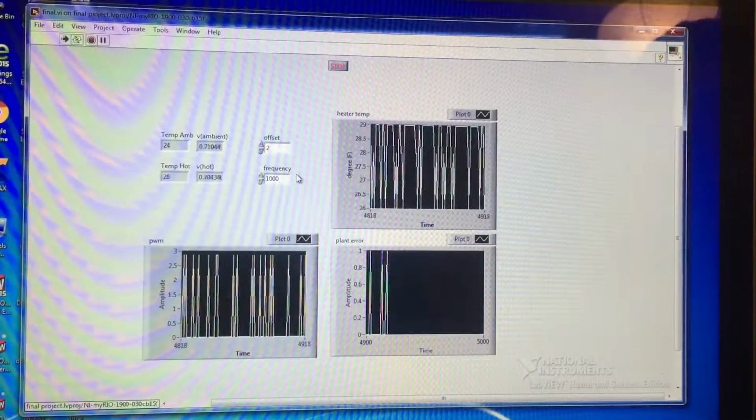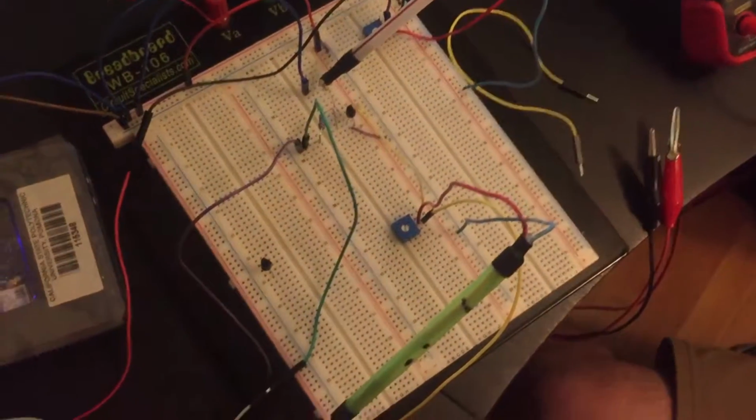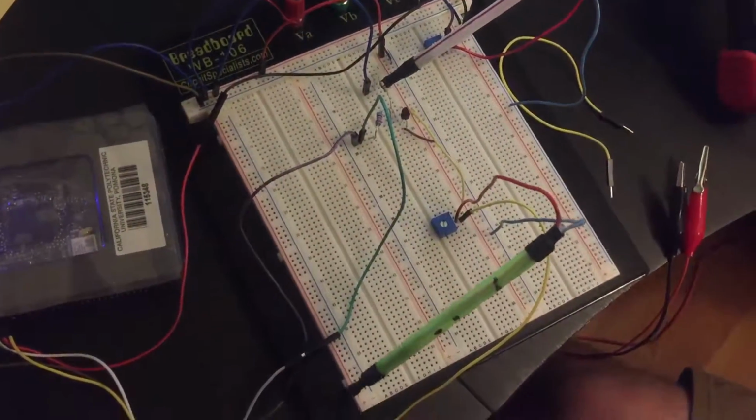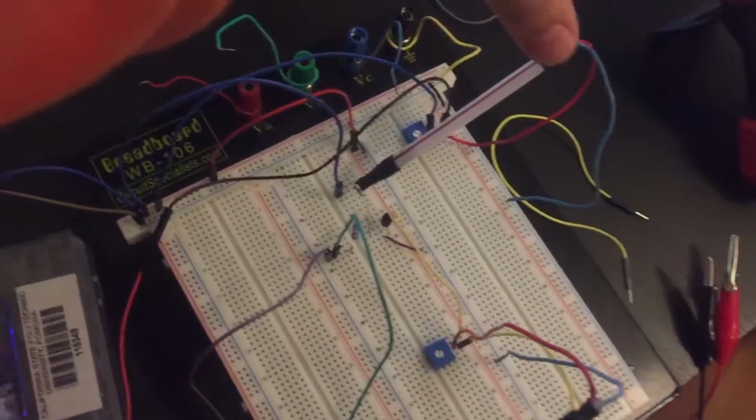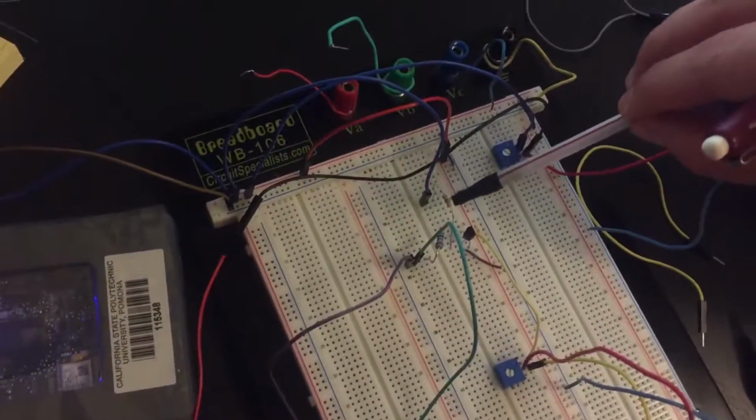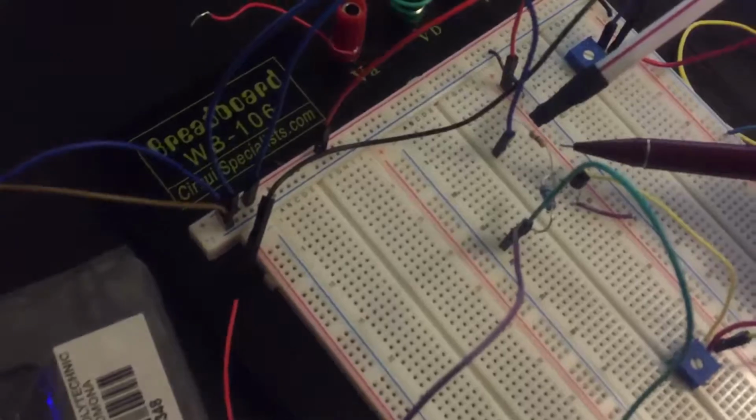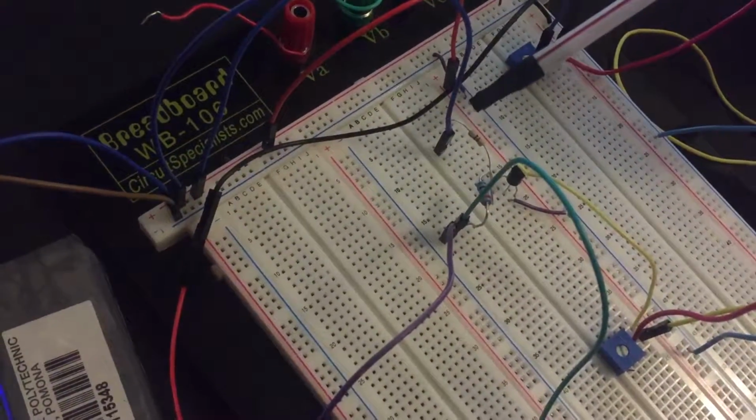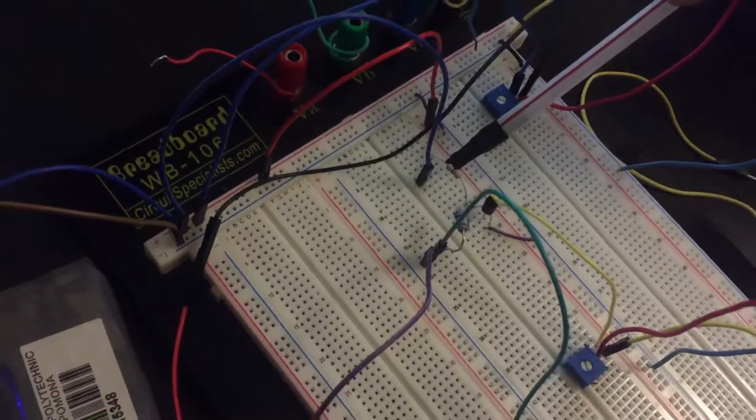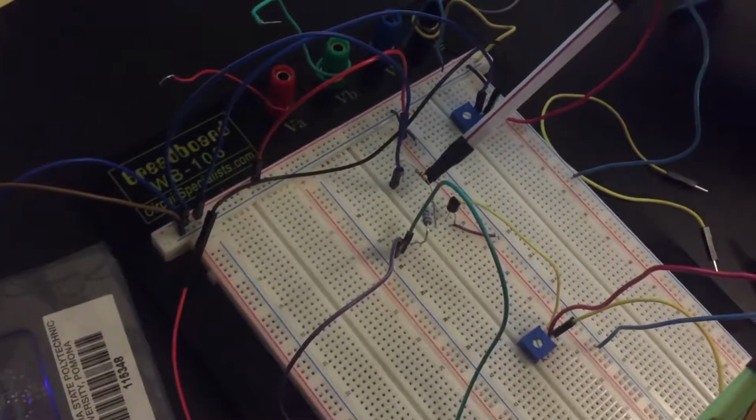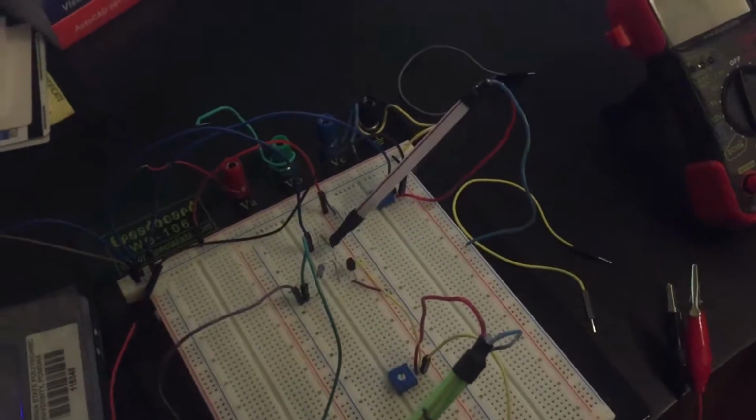Just want to show the schematic. This is our circuit board. Ambient. And this is our heater. So that's our heater sensor, and the heater is that little resistor right there. 47 ohm. Yep. Everything's powered from 5 volts from the myRIO. That's it.